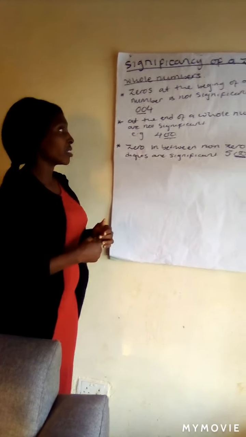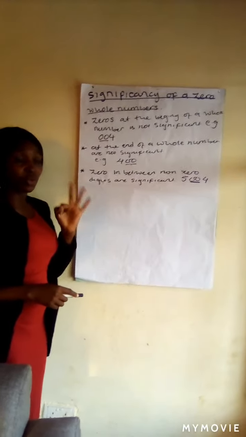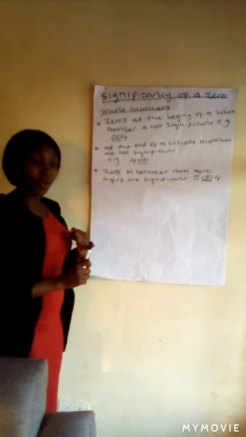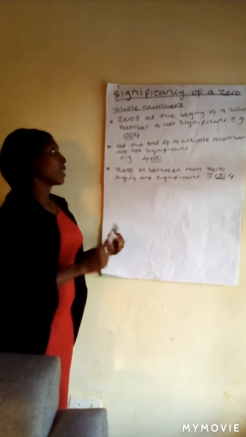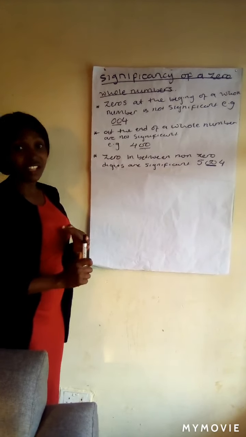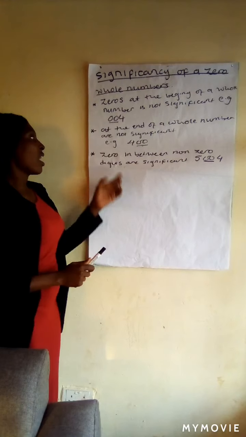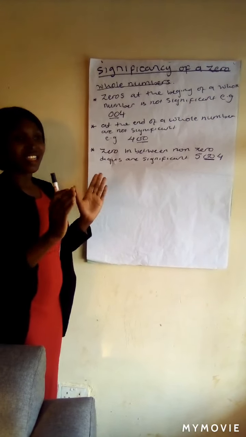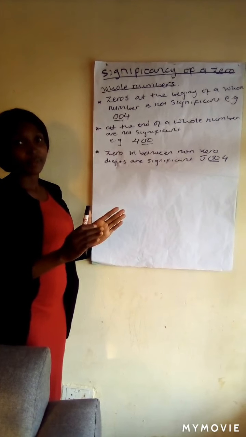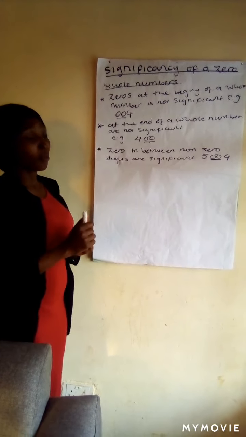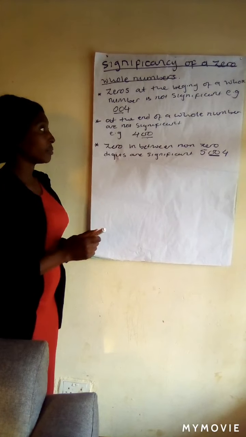That's about whole numbers. So we've got 3 points on whole numbers. The first point is zeros at the beginning of a whole number are not significant. Then zeros at the end of a whole number are also not significant. They're just there as placeholders. Then zeros in between two non-zero digits are significant. They are very important. So that's the significance of a zero with whole numbers.